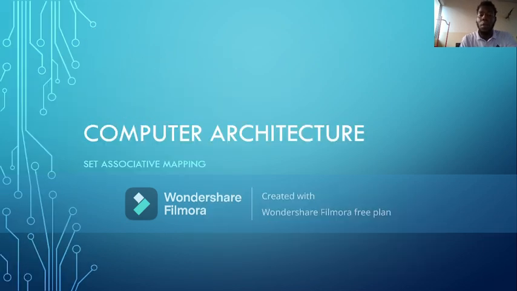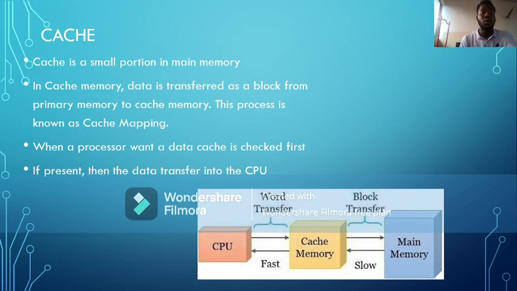Set associative mapping. Before I start, I want to briefly explain what cache is. It's a small portion of the main memory. In a cache memory, data is transferred as blocks from the primary memory to the cache memory. This process is known as cache mapping.